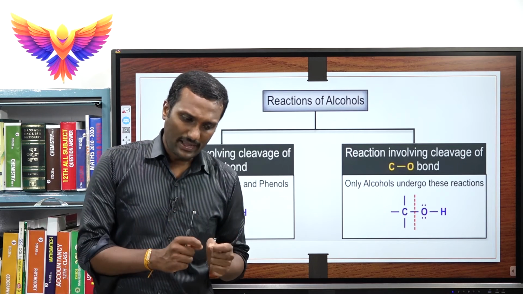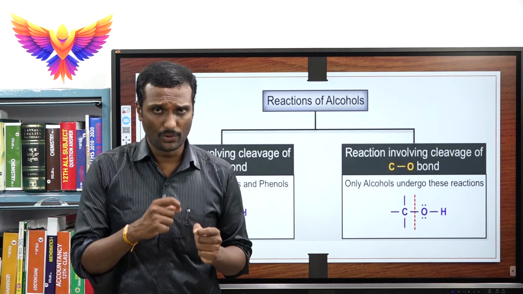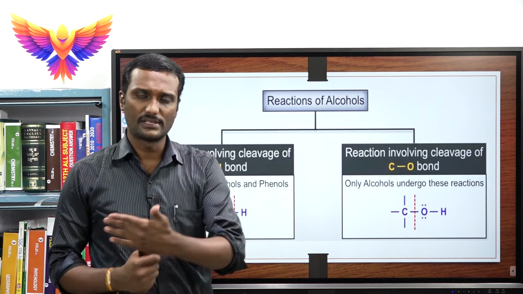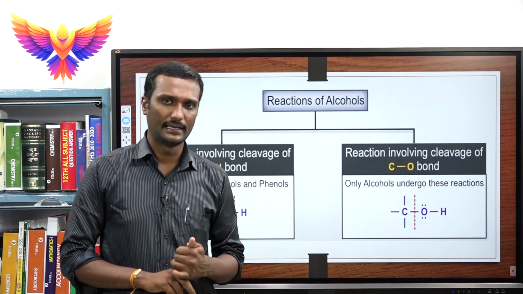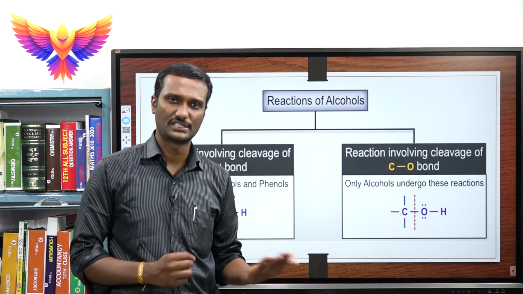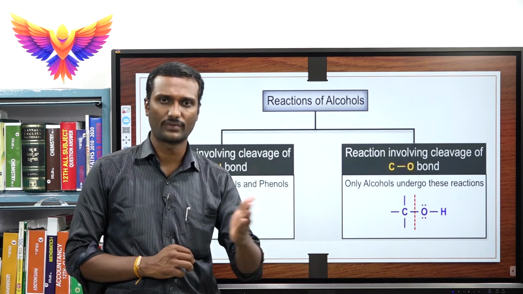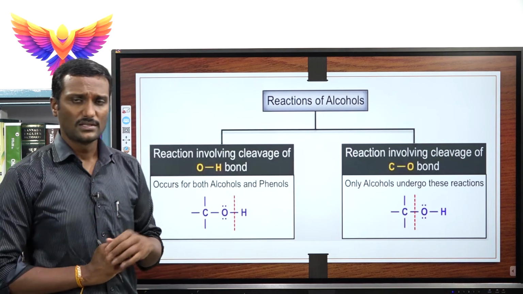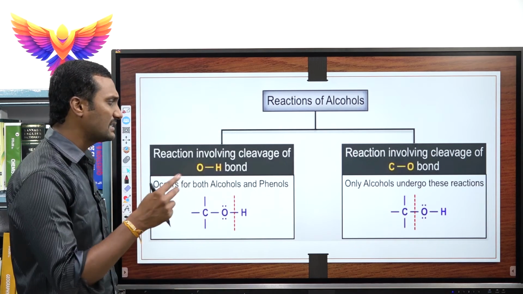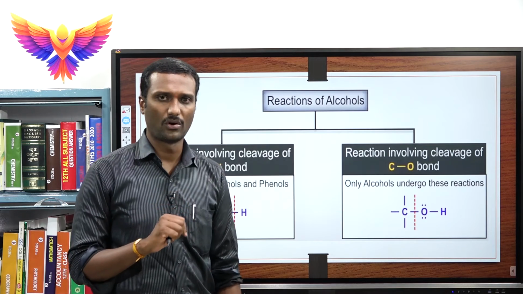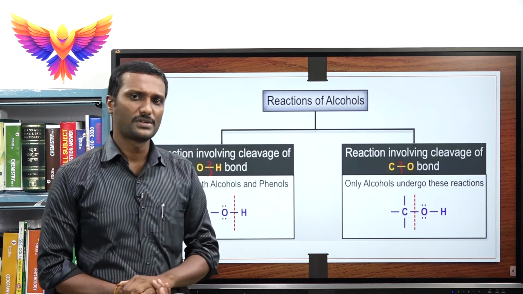Alcohol acts both as an electrophile and as a nucleophile, meaning it acts as both a Lewis acid and a Lewis base: rich in electrons, deficient in electrons. That is what we call electrophile as well as nucleophile. When it acts as an electrophile and when it acts as a nucleophile differs with the cleavage of the bond in the alcohol, in the chemical properties of alcohol.